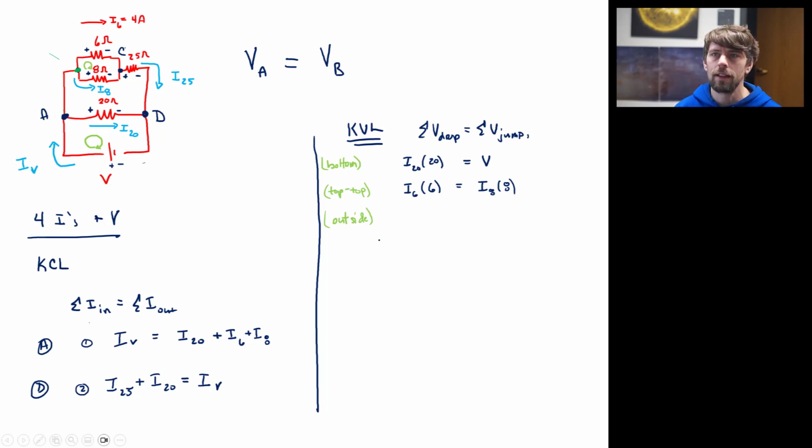And lastly, I said the outside. I'll start at location A, and I go across the 6 ohm resistor representing a drop. So I have I6 times 6. Keep going. I go across the 25 ohm resistor, which represents a drop. So I have the current going through the 25 ohm resistor times 25. And I keep going, and I hit the battery, which represents a jump.